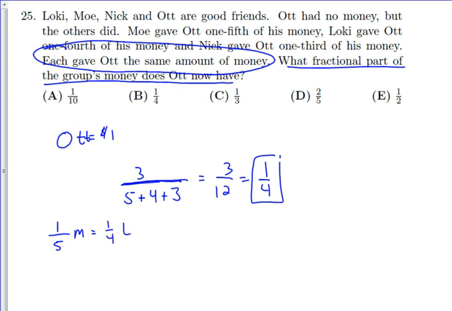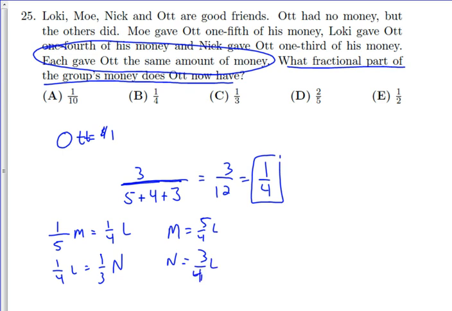That's how much they each gave to Ott, and they gave him the same amount, so those two things have to be equal. Next, we're going to say 1/4 of Loki's money is then equal to 1/3 of Nick's money. And so you can see that we have the L in both of these, so let's write M and N in terms of L, and we get M equals 5/4 L, and N, if we multiply both sides by 3, is going to equal 3/4 of L.